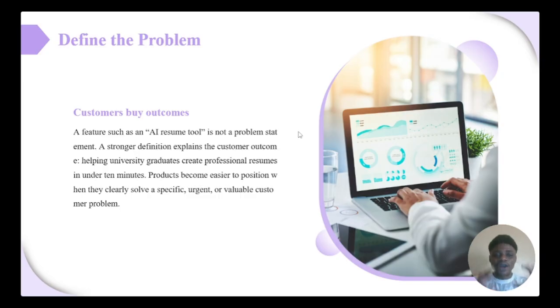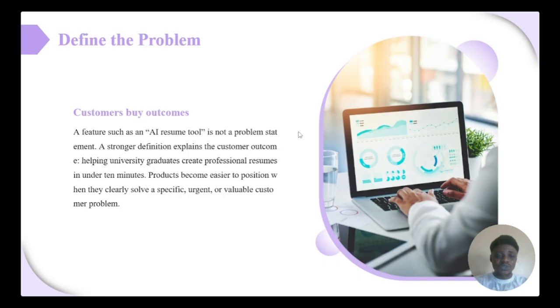For example, helping university graduates create a professional resume in under 10 minutes. That is more powerful than to say "AI resume tool," to summarize everything and call it an AI resume tool. But saying helping university students or university graduates create a professional resume in under 10 minutes, that is much stronger. You have more chances of selling that particular product to the target audience, because within the title, the target audience is stated. Within the title, the benefit of using that product is also clearly stated.